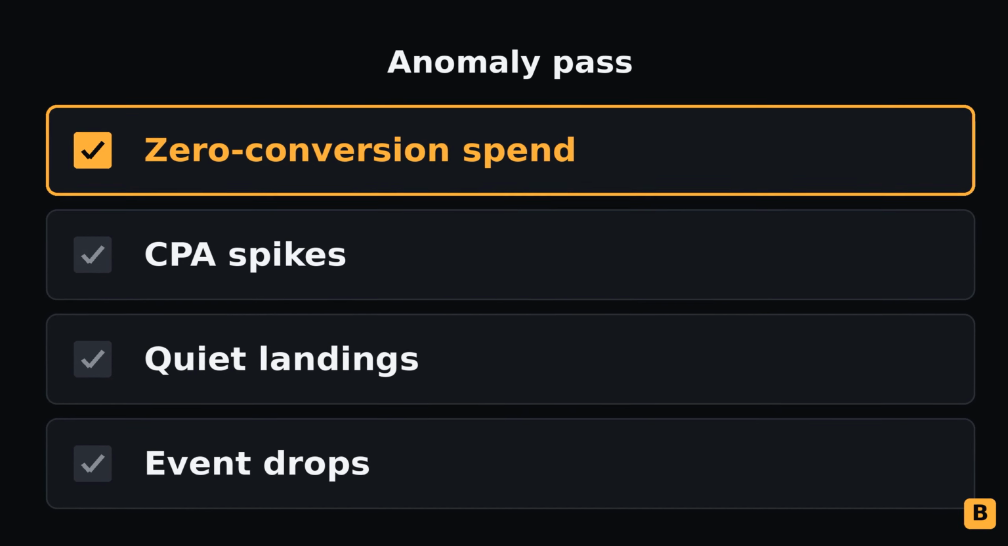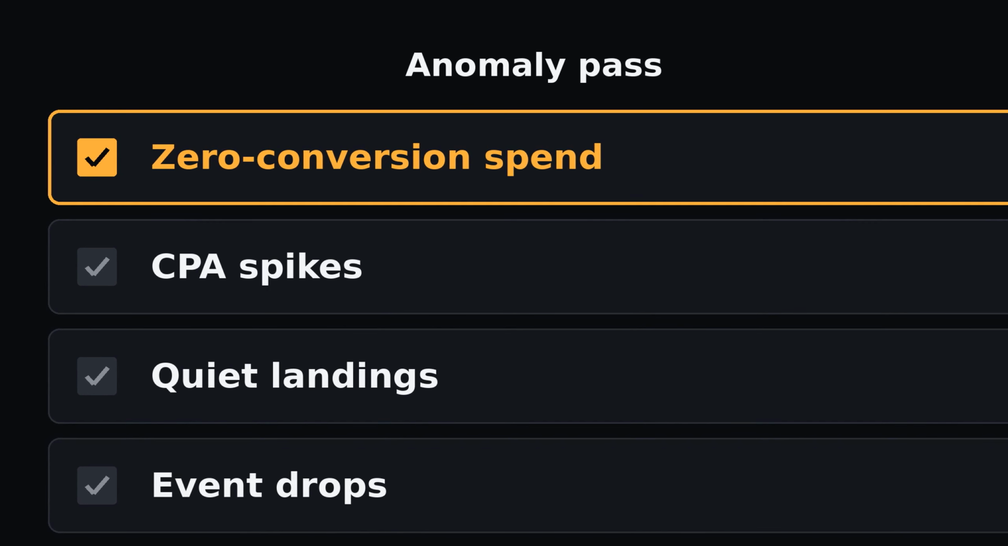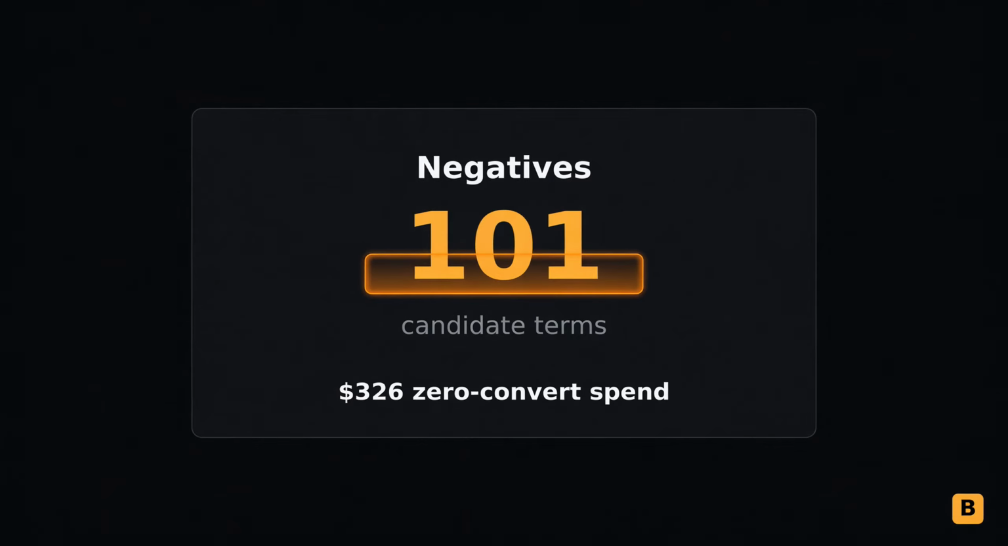Step 2 is pull anomalies across the window you care about. Ask for spend pockets with 0 conversions, sudden CPA spikes, and landing pages that take budget without events. On this account, that surface showed $326 on barren search terms and 101 negative candidates. You pull first so the diagnosis starts from evidence, not hunches.